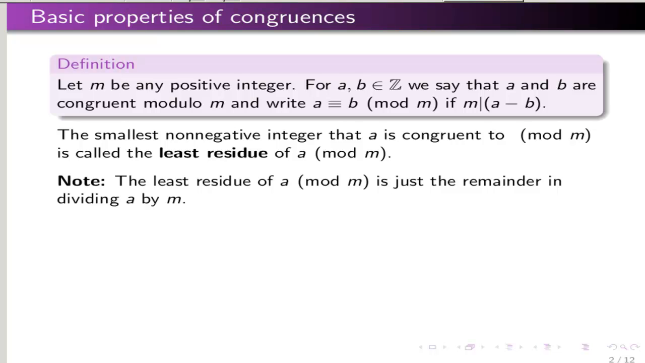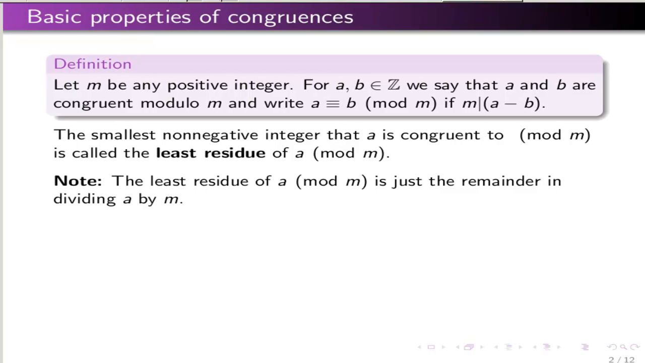Let m be a positive integer. Then for any integers a and b, we say that a is congruent to b modulo m, and write a is congruent to b mod m like this, if m is a divisor of a minus b. So in other words, a and b differ by some multiple of m.